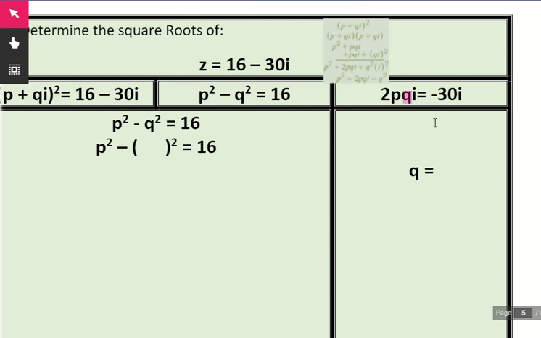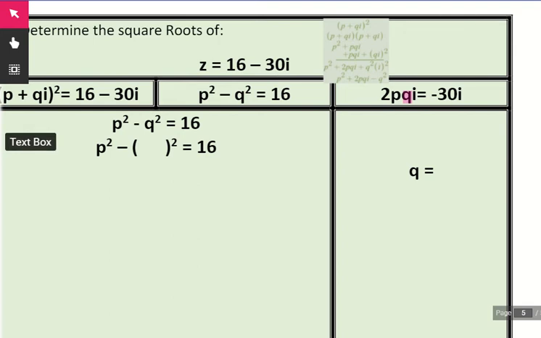So now with the imaginary component, 2pqi has an i in it. That's the imaginary part. So I'm going to set that equal to the imaginary part of our answer, which is negative 30i. So here's our number z. If I want to take the square root, the 16 goes with the real part. The negative 30i goes with the imaginary part.